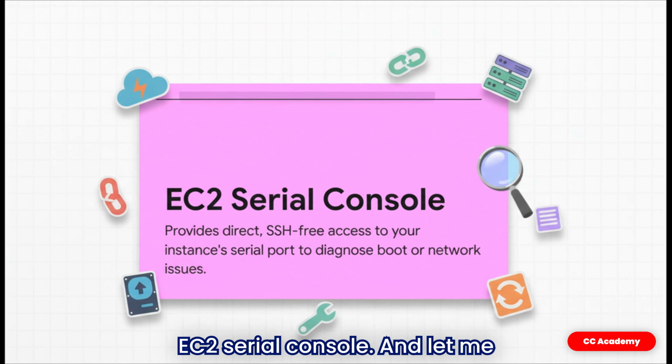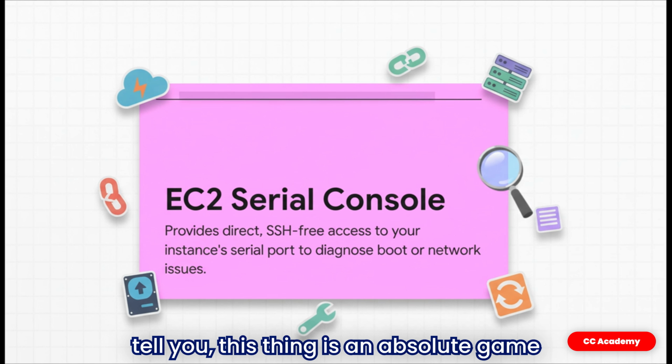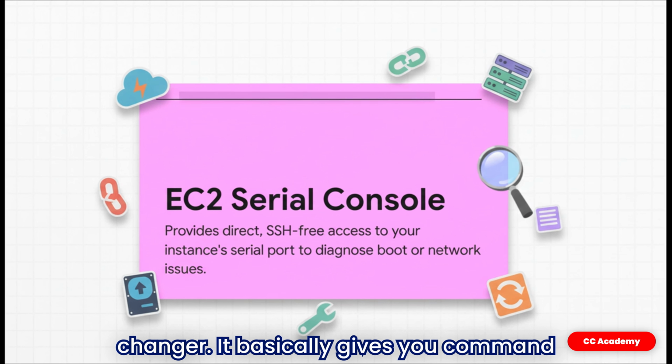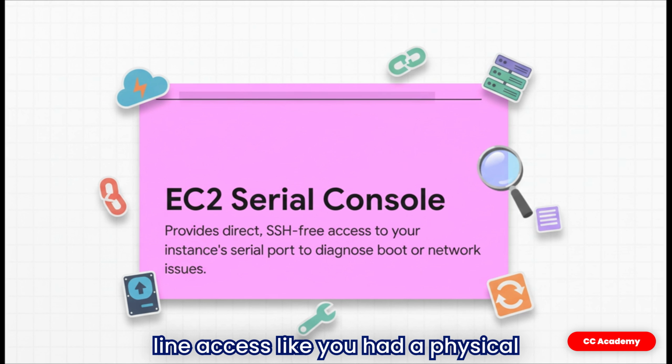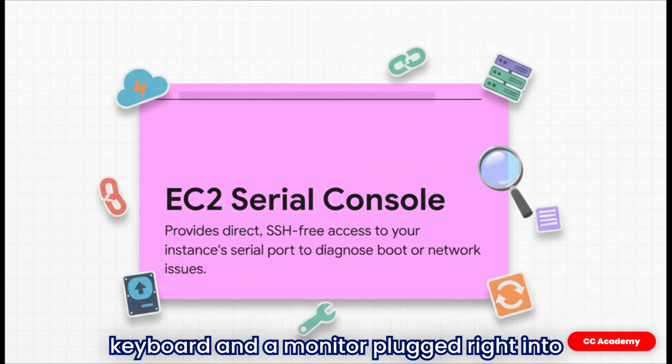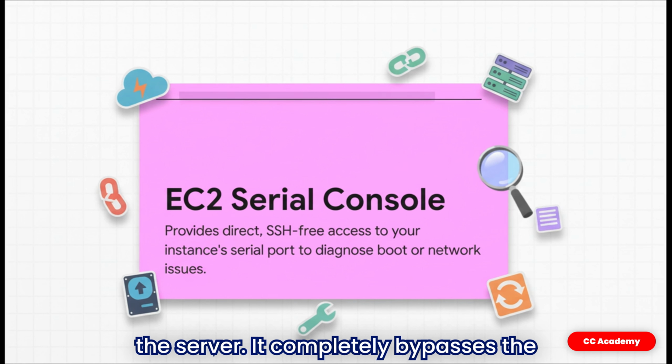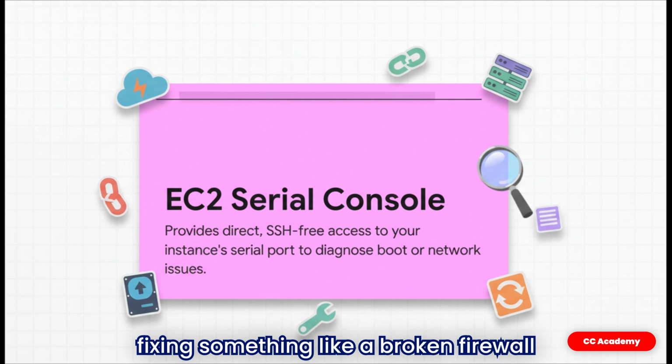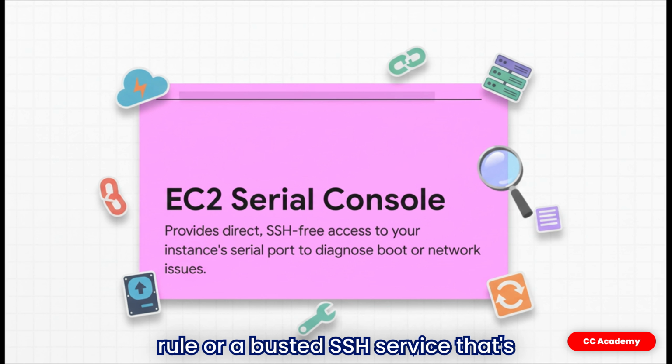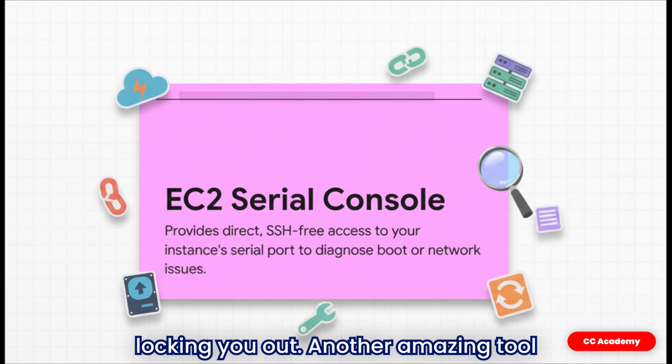First up is the EC2 Serial Console. And let me tell you, this thing is an absolute game changer. It basically gives you command line access like you had a physical keyboard and a monitor plugged right into the server. It completely bypasses the network, which makes it perfect for fixing something like a broken firewall rule or a busted SSH service that's locking you out.